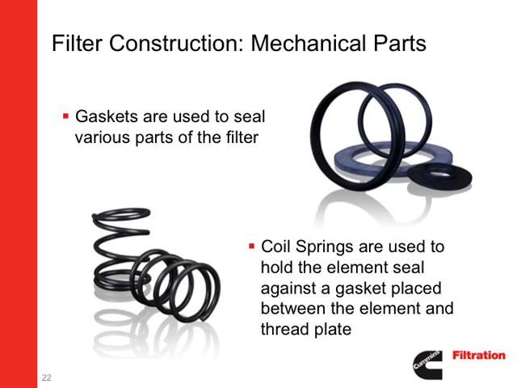Gaskets are used to seal various parts of the filter. Some filters include new gaskets that need to be installed at each filter change, while others have integrated gaskets. It depends on the filter and the application. Finally, coil springs are used to hold the element seal against a gasket placed between the element and thread plate. They provide added protection against leakage.